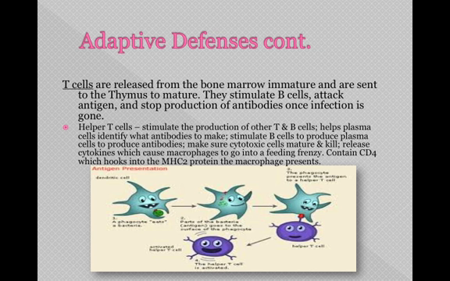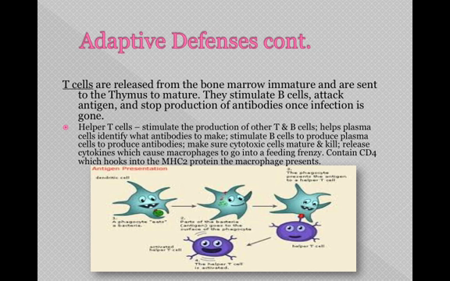And another type of cell-mediated immunity is the T cells. The T cells are released from the bone marrow, but at the time that they're released, they're immature, so they're sent to the thymus to mature. In the thymus, it'll be determined what type of T cell they will become. There's three types of T cells.